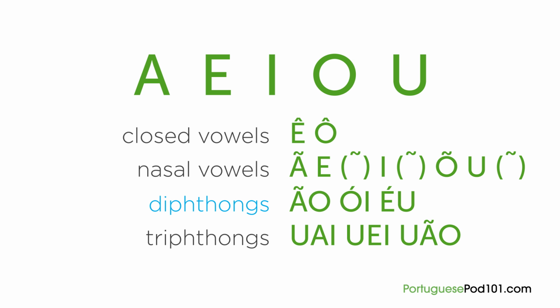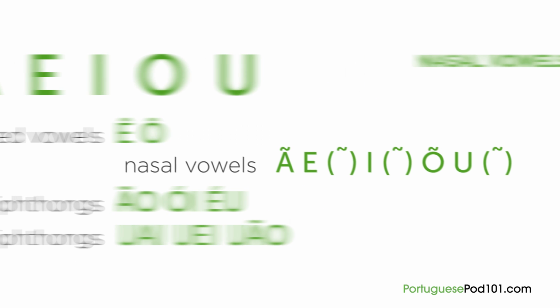Diphthongs are 2 vowel sounds pronounced closely together to form a gliding sound. Here are some examples. Ão, oi, el. Finally, triphthongs are gliding sounds made by 3 vowel sounds. Uai, uei, uão. Diacritics are in some cases used in vowels to signify certain ways of pronunciation, but don't worry about them for now. We'll eventually get there.